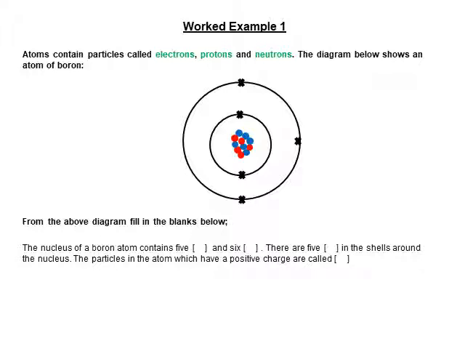So what have we shown? We've shown that the protons and electrons need to be balanced. So it'll be 5 protons, 6 neutrons, and 5 electrons. And the particles in the atom which have the positive charge are called protons.